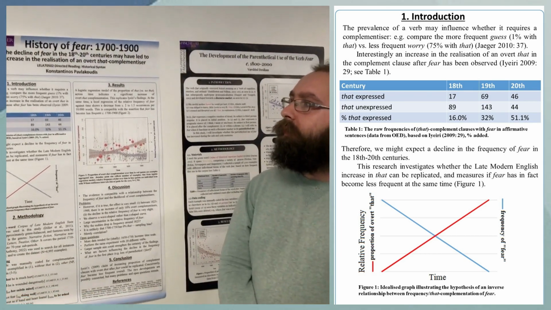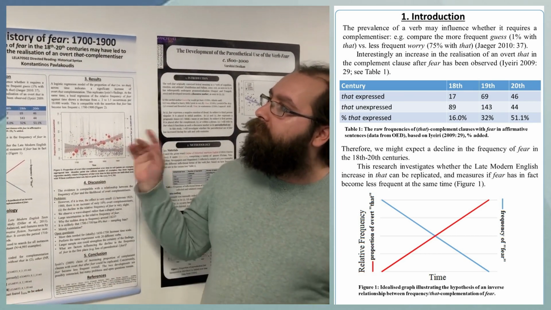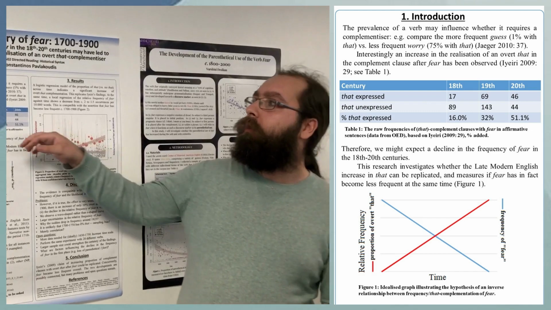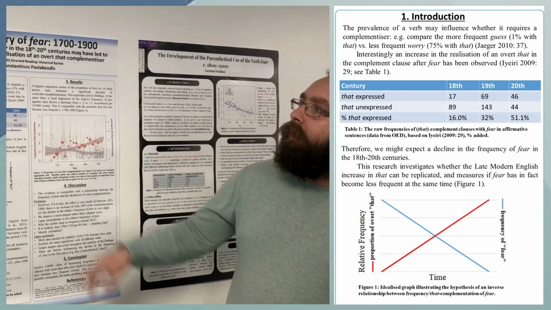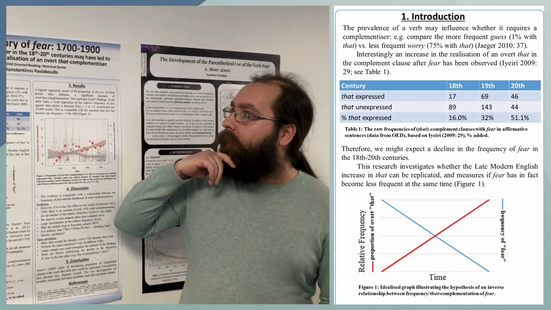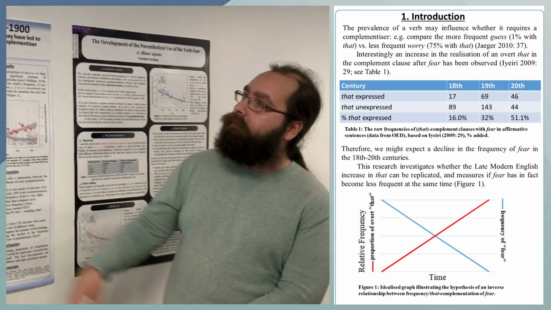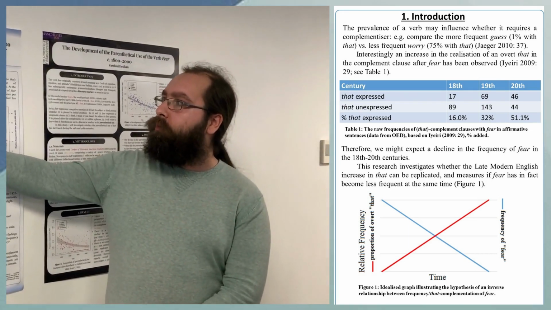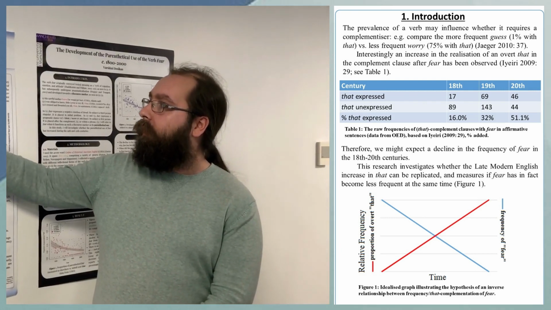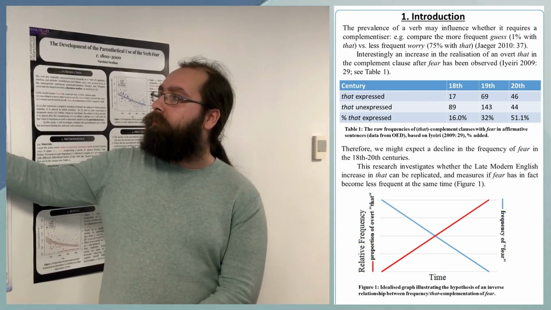Iyeiri in 2009 observed an increase in the realization of an overt that in the complement clause after fear, as we can see here in table 1. Fear occurred 16% of the time with an overt that in the 18th century, and this increased to 32% in the 19th century, and then 51% in the 20th century.